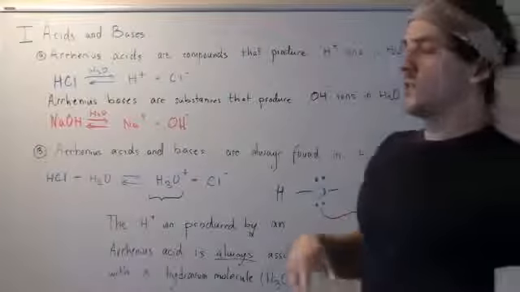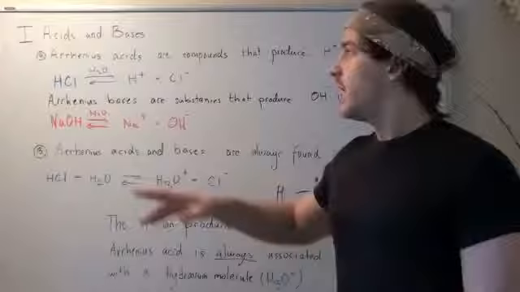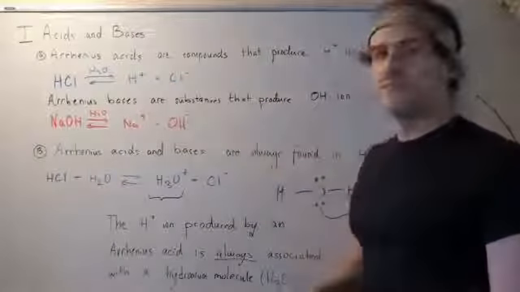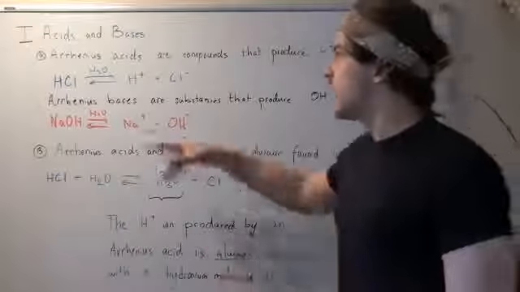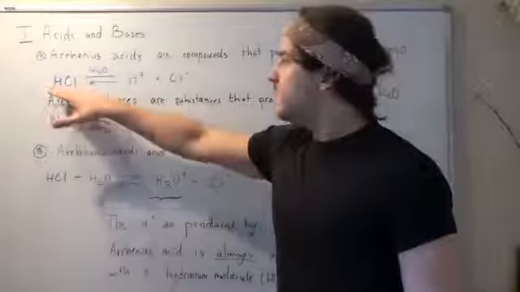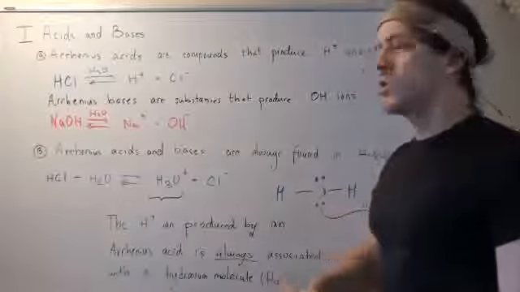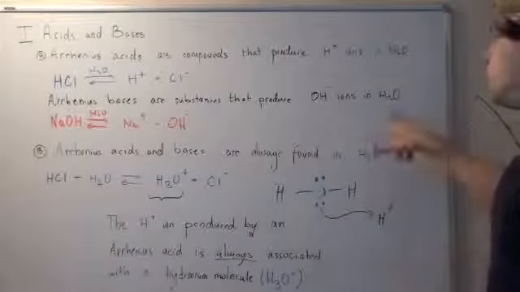Now, Arrhenius acids are those compounds that produce hydride ions in water, or they increase the concentration of H+ ions found in water. So, for example, let's look at HCl. HCl dissociates in water into an H+ ion and a chloride ion. And that means because HCl increases the concentration of our H+ ions found in water, by definition, HCl must be an Arrhenius acid.